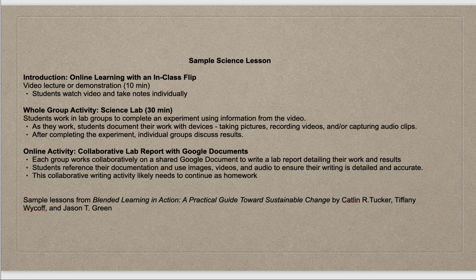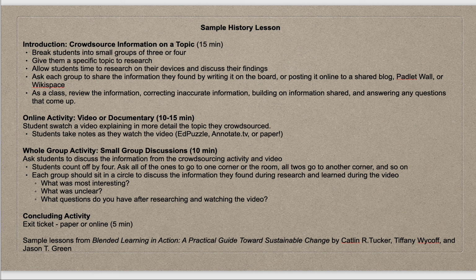It's like a mini flip, like we talked about earlier. So they're doing a 10-minute video in class where they watch the video, take notes, and then they do a whole group activity, and then they do an online collaborative activity. That's more of a whole group rotation method. And then there is a history lesson. In the sample history lesson, she walks you through, again, a whole group activity and gives you some ideas of what you can be doing with your students.